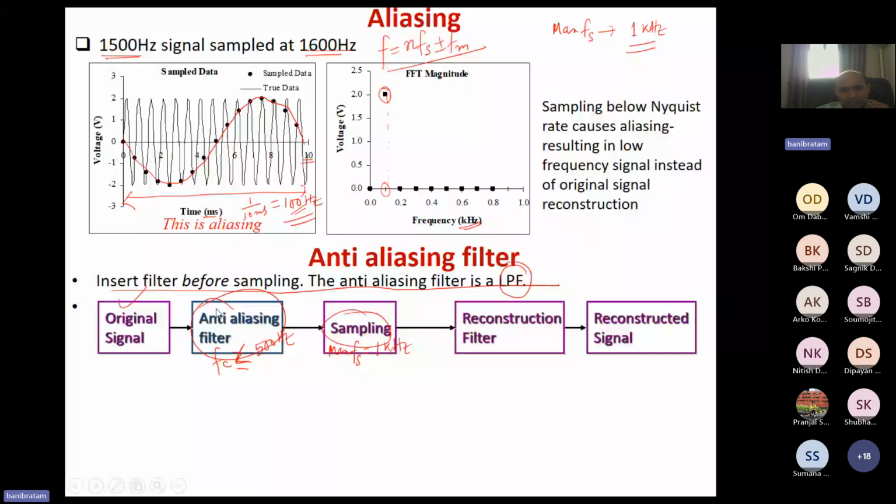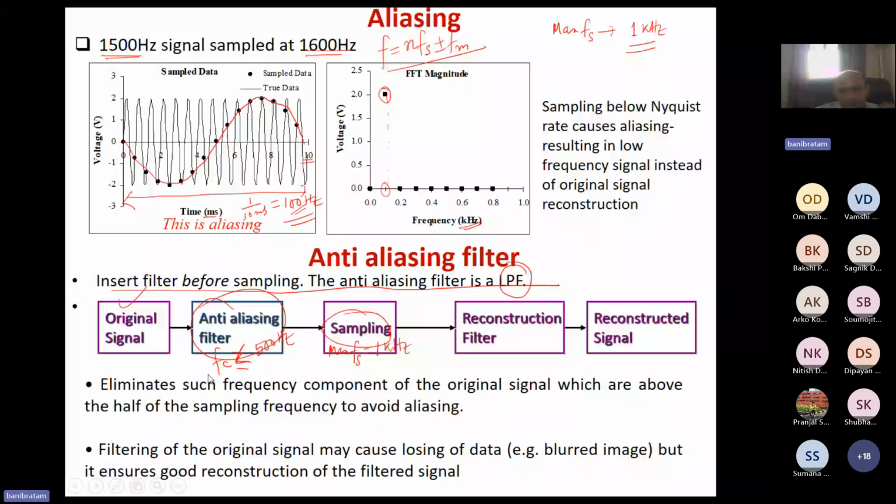After passing it to the 1 kilohertz sampler, and after reconstructing, I will get the perfect original signal. That is the concept behind this anti-aliasing filter. It will eliminate the frequency components of the original signal which are above half of the sampling frequency to avoid aliasing. But what is the trade-off?